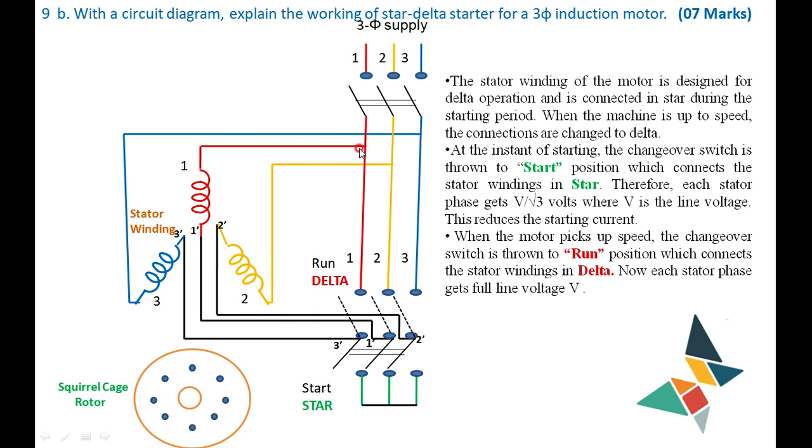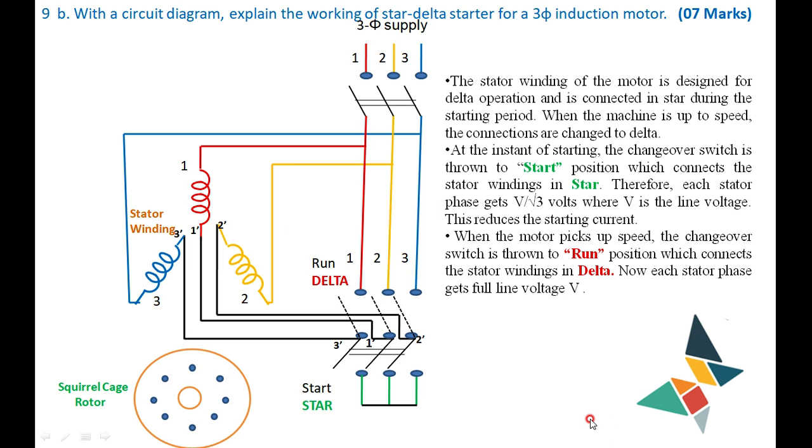You started here. That is 1, 2, 3 dash, 3 dash to 3, 3 to 2 dash, 2 dash to 2, 2 to 1 dash, 1 dash to 1. It is closed. It acts as a delta connection when it is changing over from star to run condition. Therefore, you are making use of the stator winding for star and delta for starting purposes, so that you can reduce the current at the time of starting. This is how you have to explain with the help of a neat circuit diagram and some explanation.